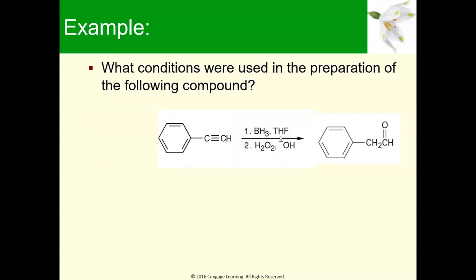Yeah, so the THF might be a little different. It might not be H2O2. It might be some other oxidizing agent. Okay, so just be aware. The big thing is recognition knowledge. And the boron is what gives it away.